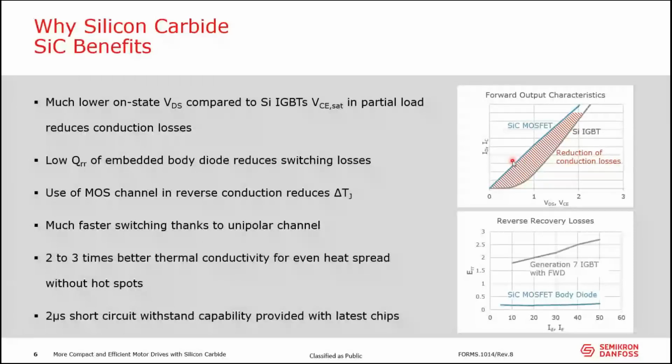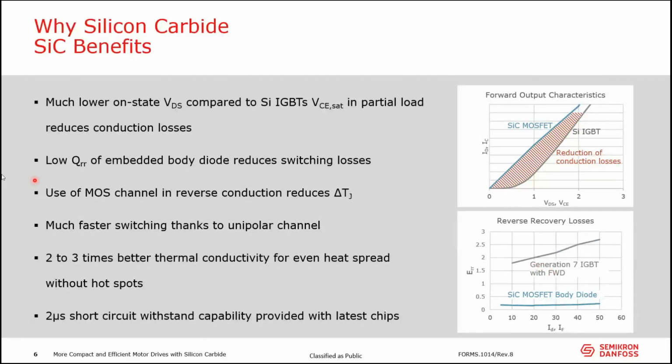Then what we also have is that the embedded body diode's reverse recovery charge is much lower than the one we would have in a freewheeling diode that is paralleled with an IGBT. You can see in the lower chart that there's a factor of 10 between the reverse recovery energy of the body diode of a silicon carbide MOSFET and a freewheeling diode that we put in parallel to the IGBTs.